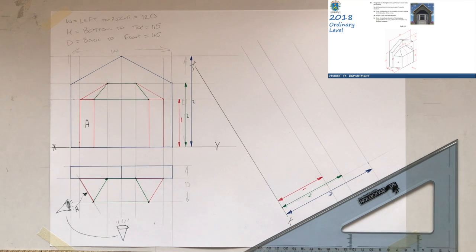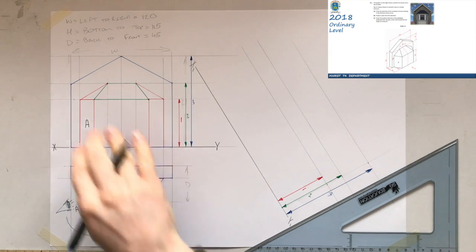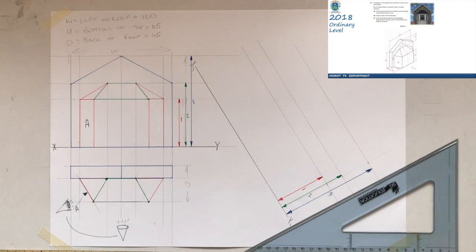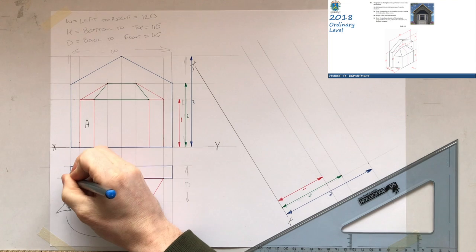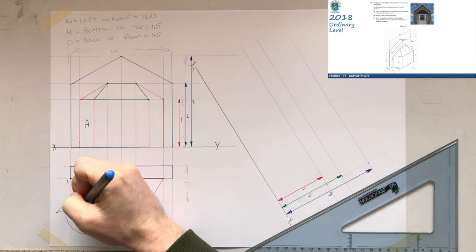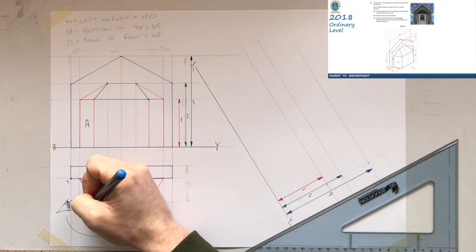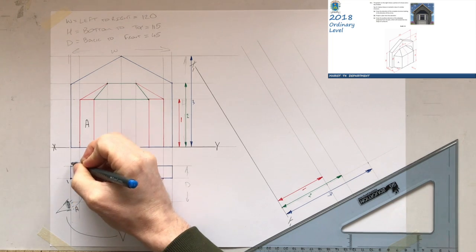Okay, so the first thing we're going to have a look at is the back edge of the building. We're going to look at this blue shape here. Again, the first thing I'm going to do is label these points. I find having color and labels makes things a lot easier. So if I call this point 1, where is point 1 in elevation? Well, it's directly in front of it.